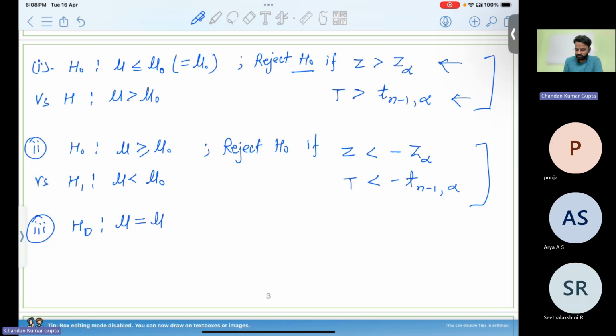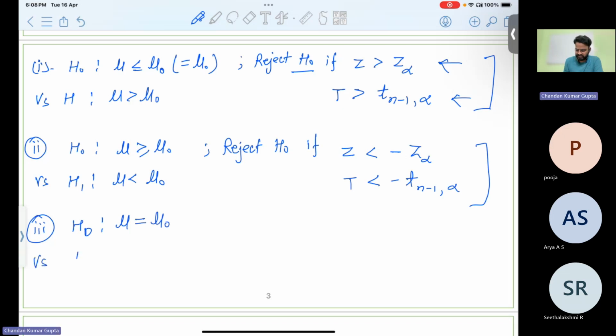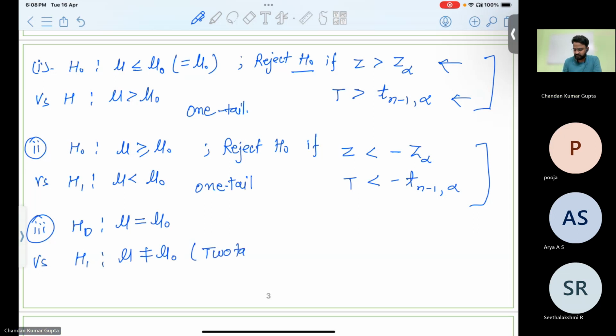The third is the null hypothesis mu equal to mu naught against the alternative hypothesis mu is not equal to mu naught. Here the first and second are one tail, but this one is a two tail. This should also be kept in mind while discussing the testing of hypothesis.